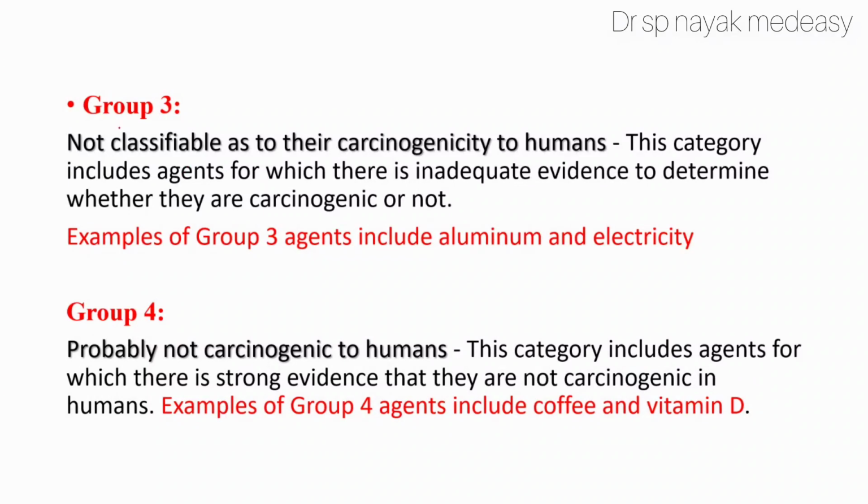And group 3 are not actually classified as carcinogens, but they have less probability. So in group 3 we have aluminium and electricity and all. And in group 4, again vitamin D and coffee. So these four groups you have to understand.